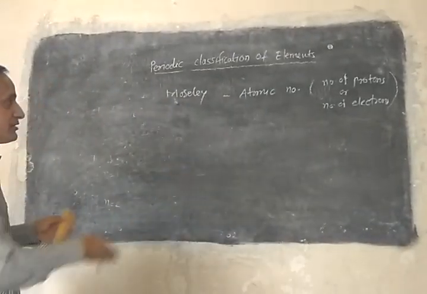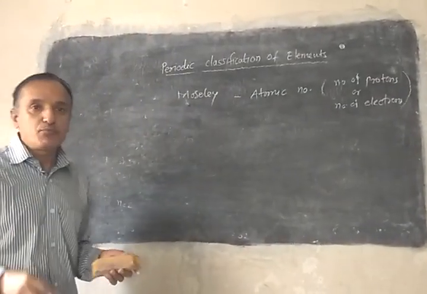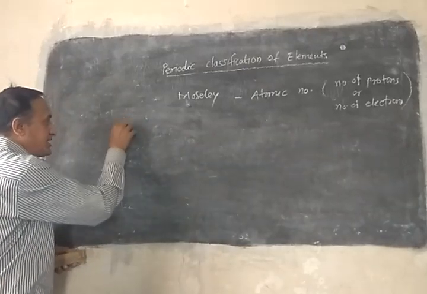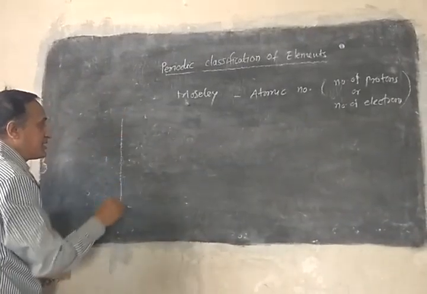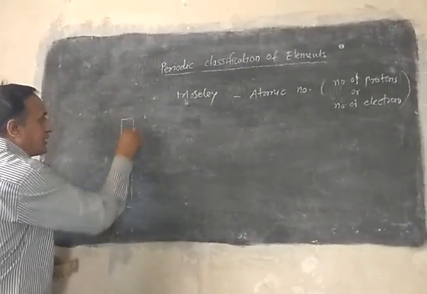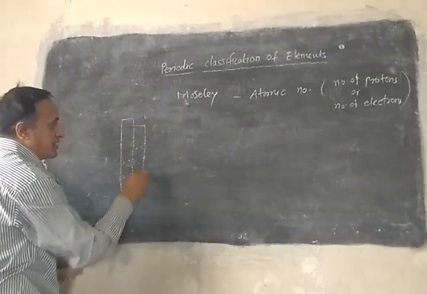Now the table that we made is called the modern periodic table. In that table, if you see, there are a total of 18 columns.